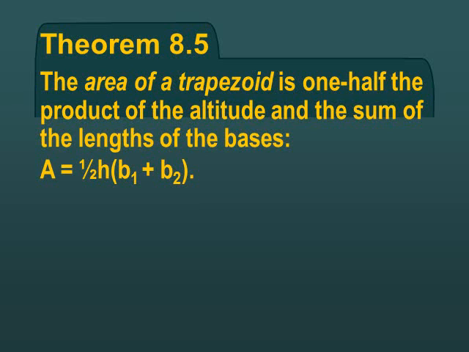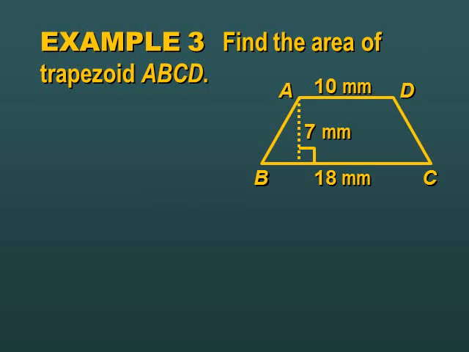So 1/2 height times, and then base 1 plus base 2 in parentheses. Remember, your order of operations is really important on this one. So here's a trapezoid. Now see, I have a base that's 18 millimeters and a base that's 10 millimeters. I need to add those two bases together before I plug it into half base times height.